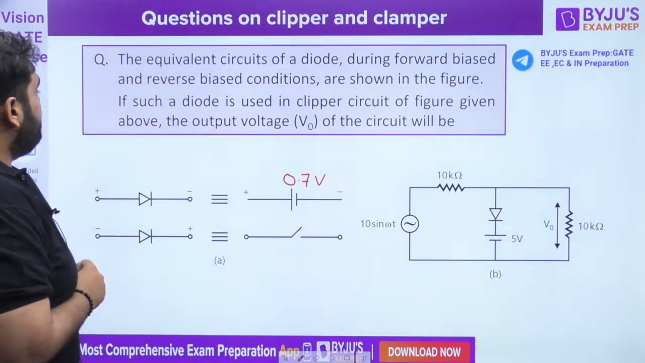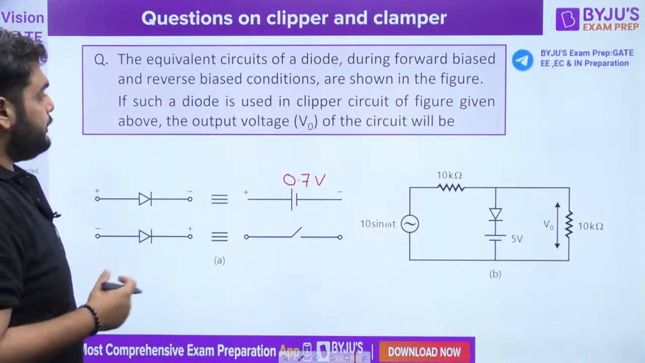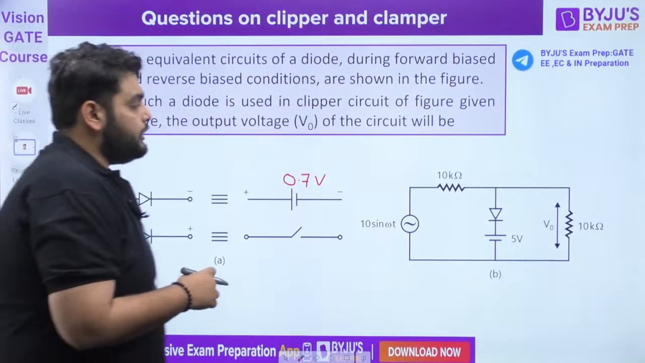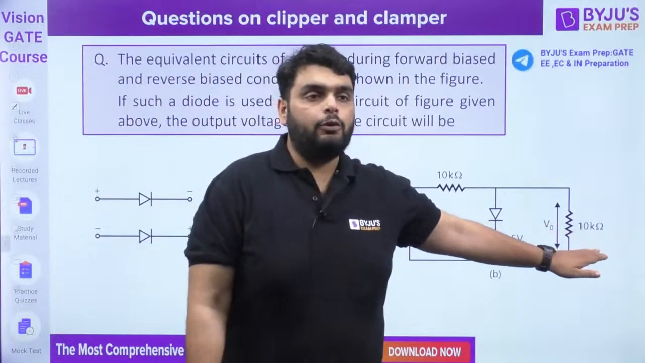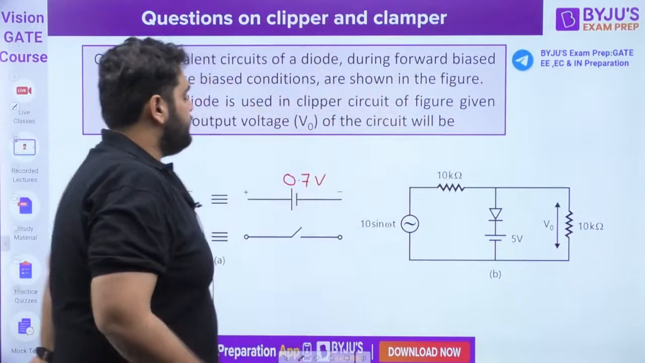Are given in a figure. Such a diode is used in the clipper circuit of the figure. What will be the output voltage V0? So we need to find out the output voltage V0. Okay, first of all, see the circuit here.